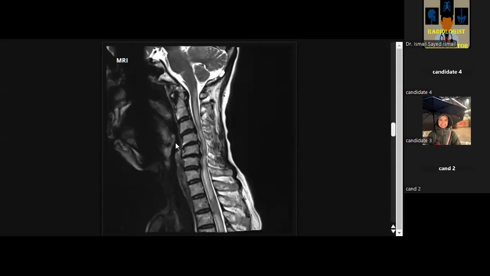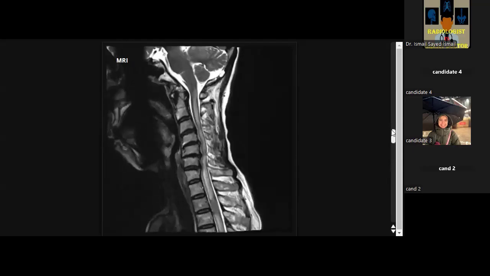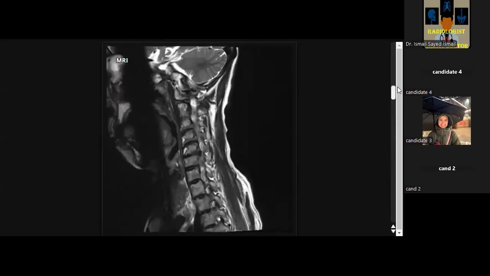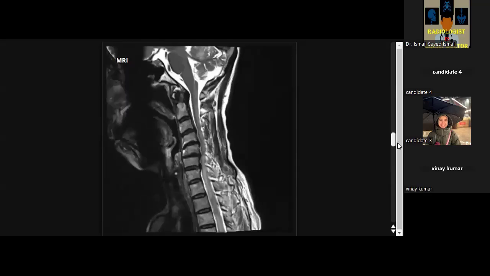You noticed cord edema, but no lesions? Yes, I do not see any solid lesion in this. I just see a long segment of cord edema. Are you sure there are no masses? No, I do not appreciate any solid lesion. I just appreciate a long segment of T2 hyperintensity involving the cervical cord.